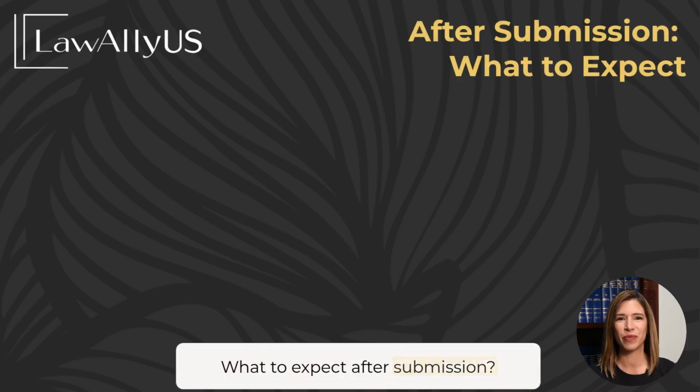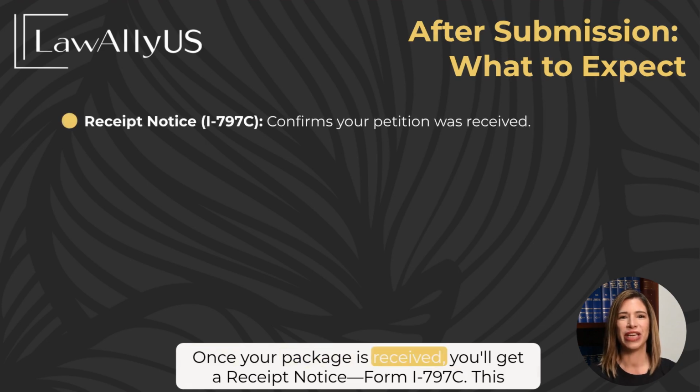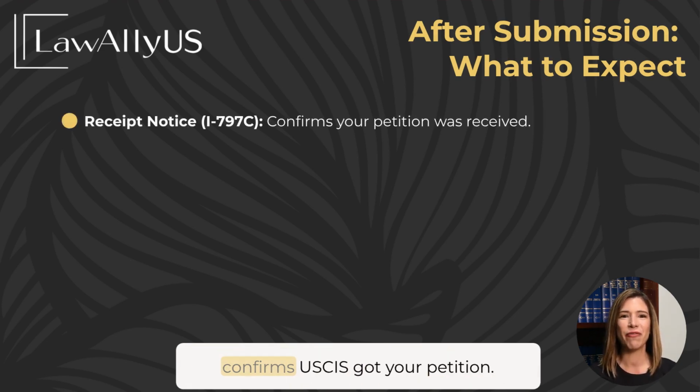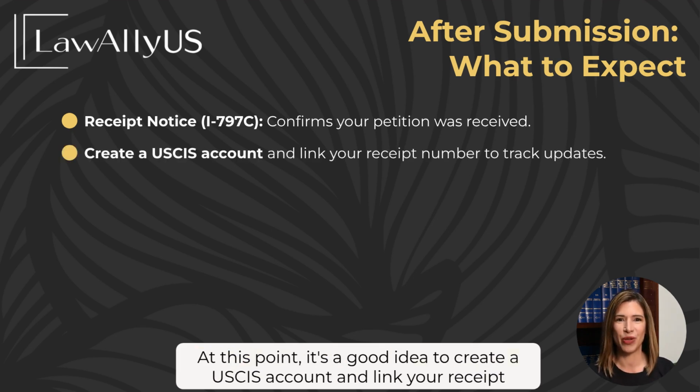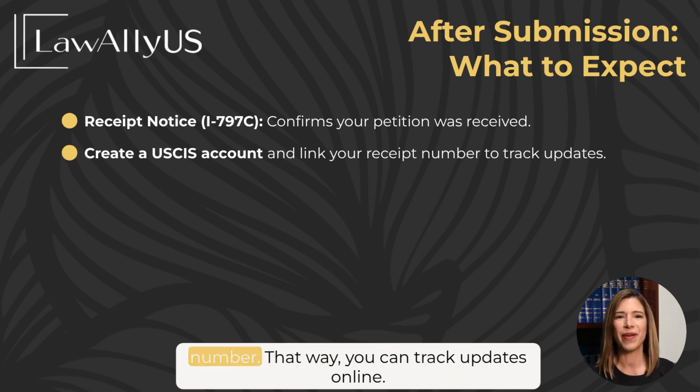What to expect after submission. Once your package is received, you'll get a receipt notice, Form I-797C. This confirms USCIS got your petition. At this point, it's a good idea to create a USCIS account and link your receipt number. That way you can track updates online.